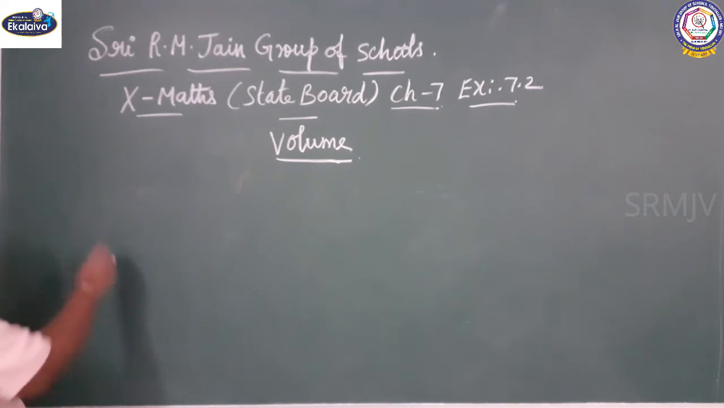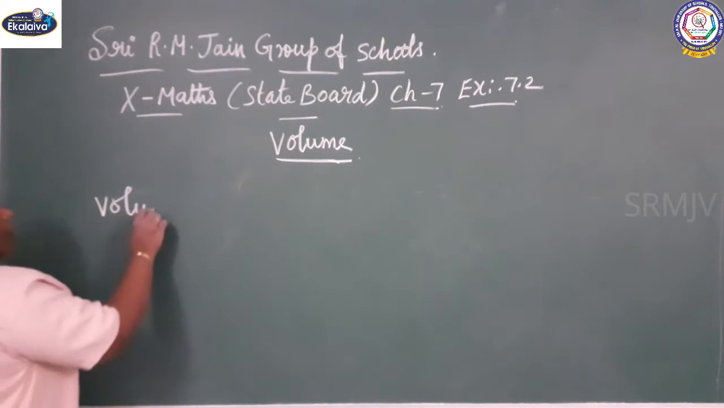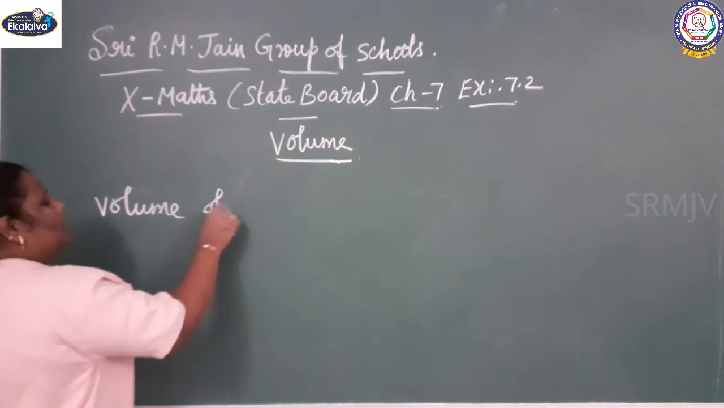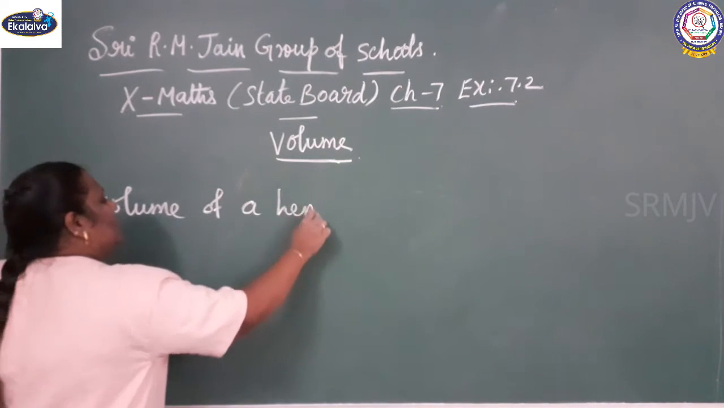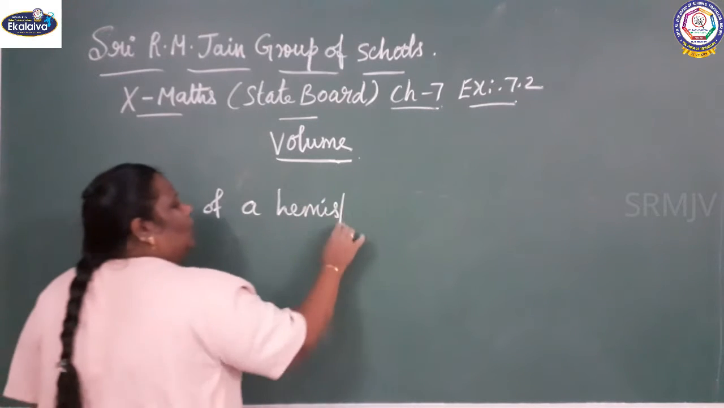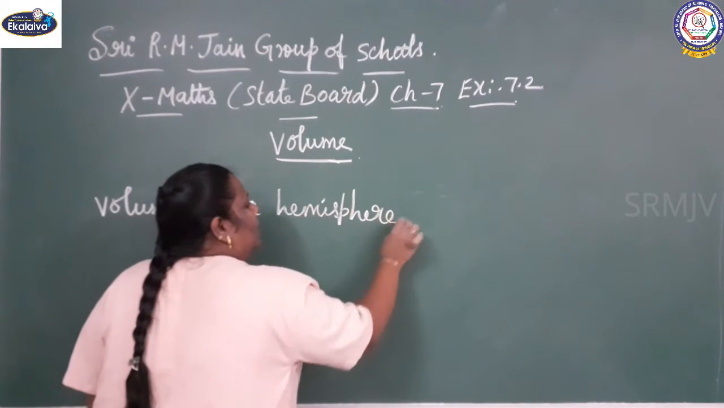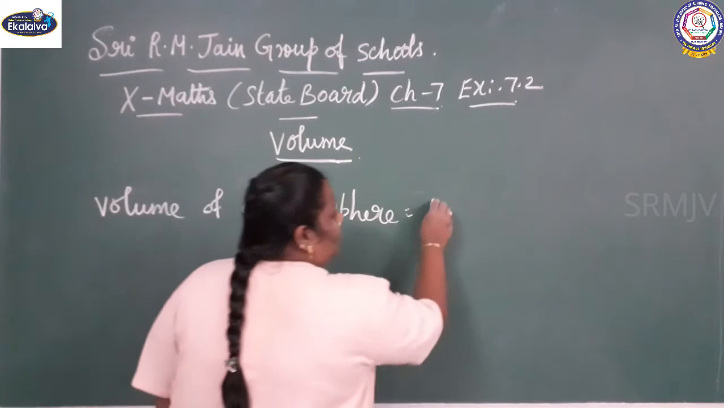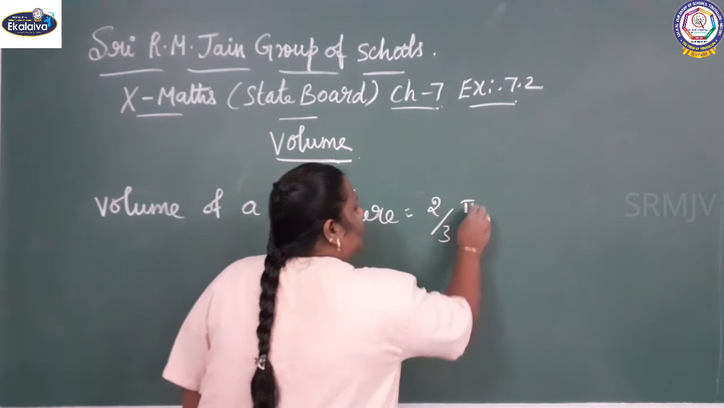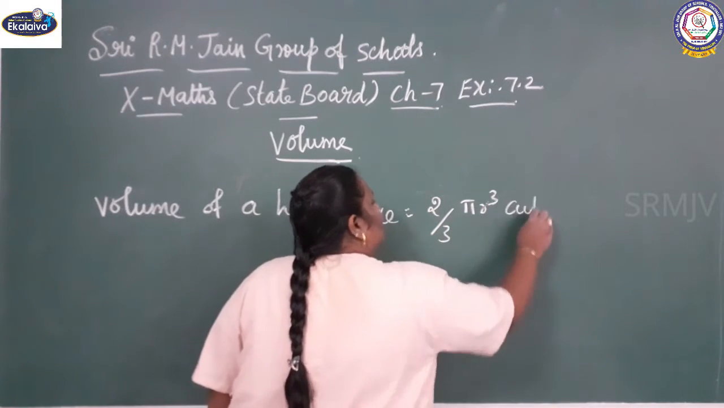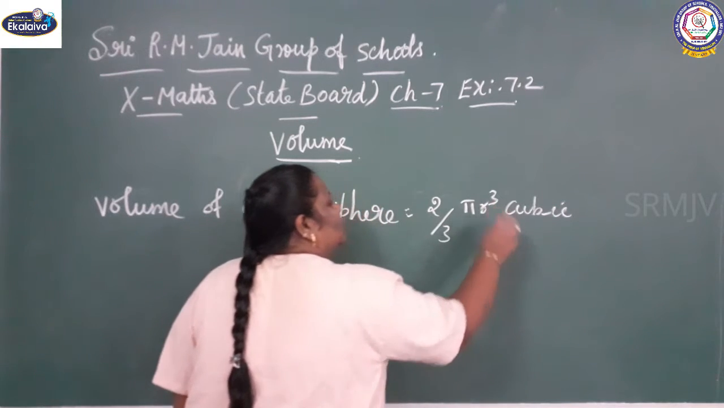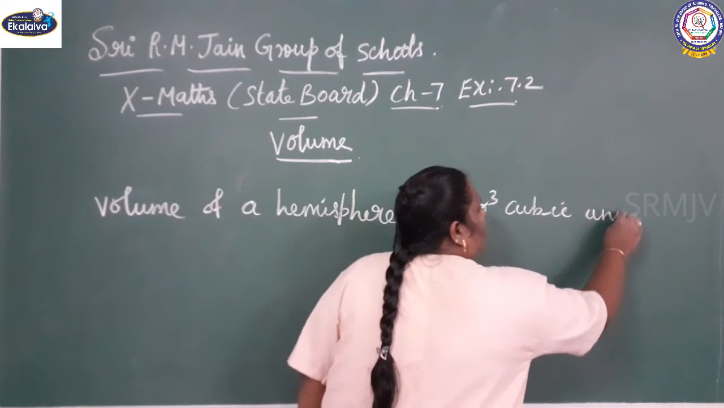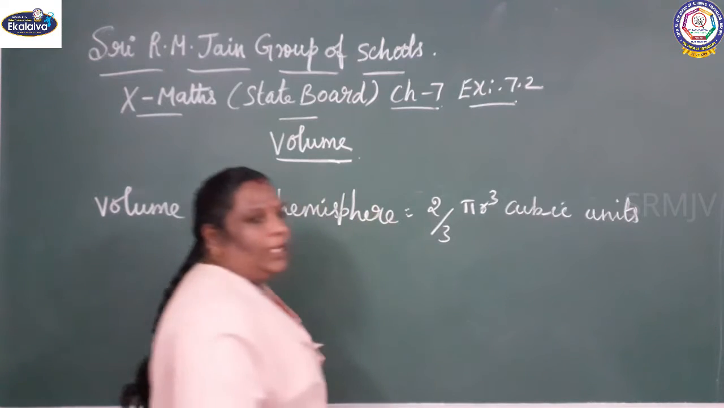Volume of a solid hemisphere equal to 2 by 3 pi r cube cubic units.